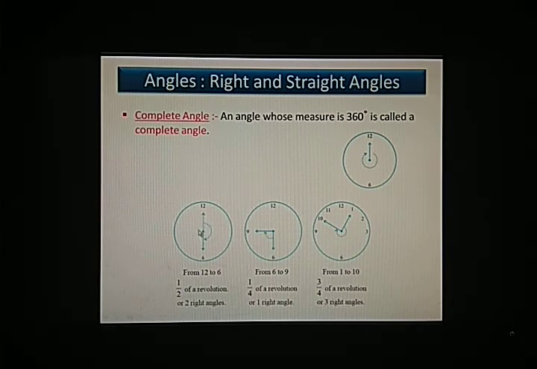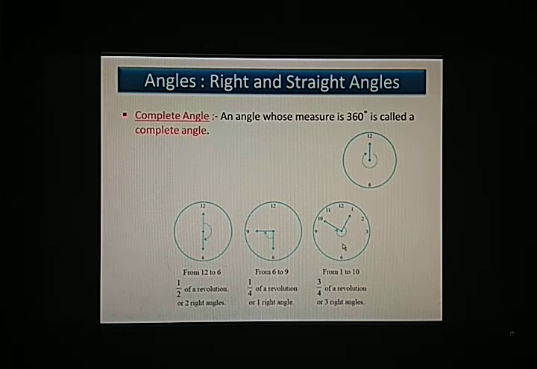Whenever it is 6 on the clock, the angle made by the hands of the clock will be 180 degrees. Say it is like this: one hand is at 9, another hand is at 6. So this angle will be 1/4 of the revolution. A complete revolution is 360 degrees, so 1/4 of it means it is 90 degrees.